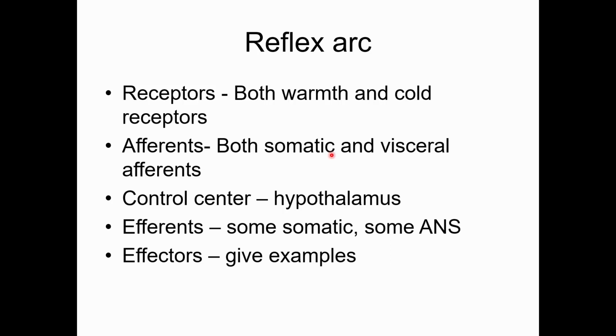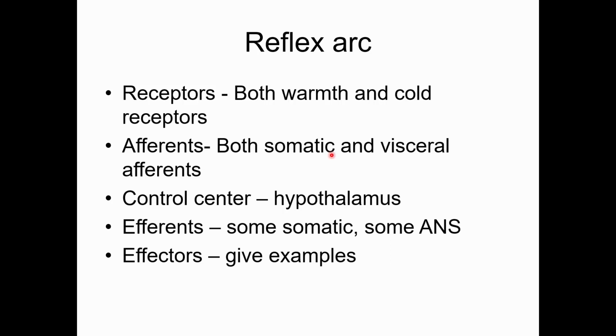So warmth or cold would depolarize those receptors. They would send action potentials through afferents, both somatic and visceral afferents. That information is sent to the hypothalamus, which is the control center for temperature regulation. That information is also sent to the cortex so that you know about what the temperature of something is.